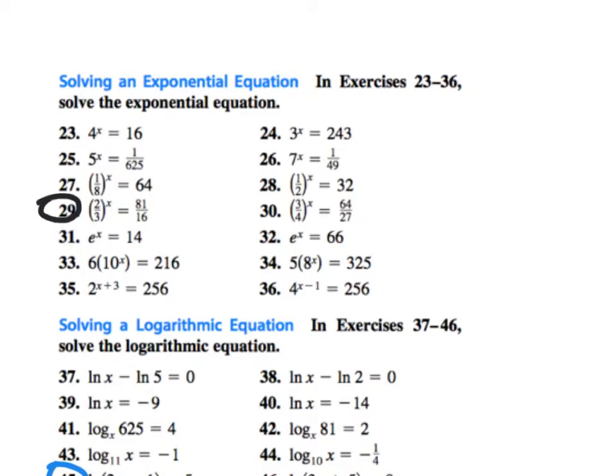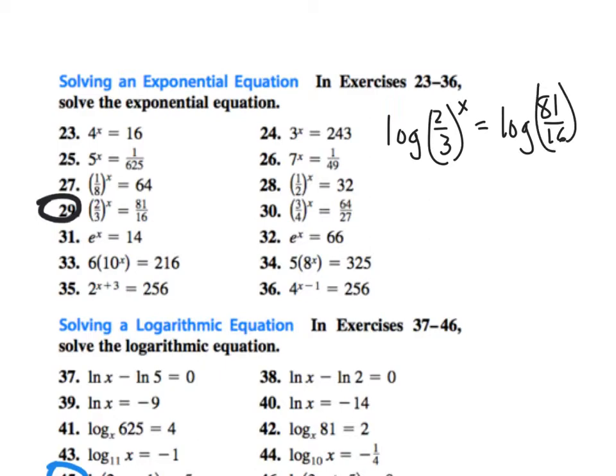Okay, these exercises they ask us to solve. I could change this to log base 2/3. Rather than do log base 2/3, I'm going to do something a little different, and I'm going to take the log of both sides. So I have log of 2/3 to the x equals log of 81/16. I could have just as easily taken the natural log of both sides. Since this isn't base e, I have a tendency to just keep with base 10.